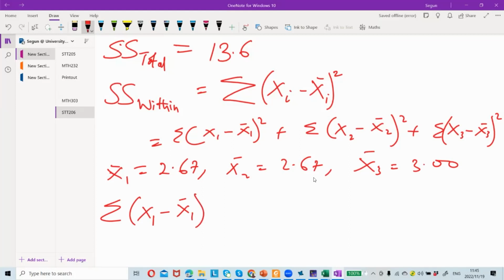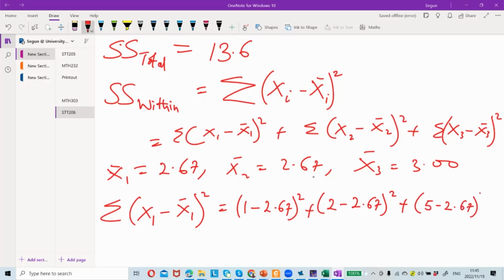So what it simply means is the summation of x1 minus x bar 1. Let's solve it. The first one is what? 1 minus 2.67 squared plus, you know, we are dealing with x1 now, 2 minus 2.67 plus 5 minus 2.67. Any question?